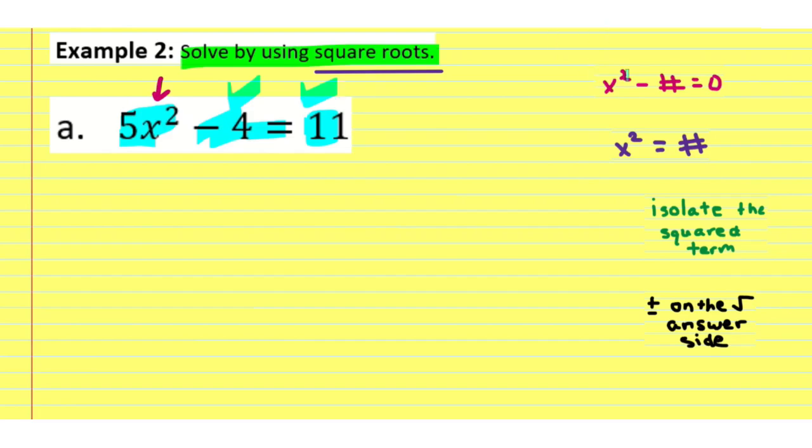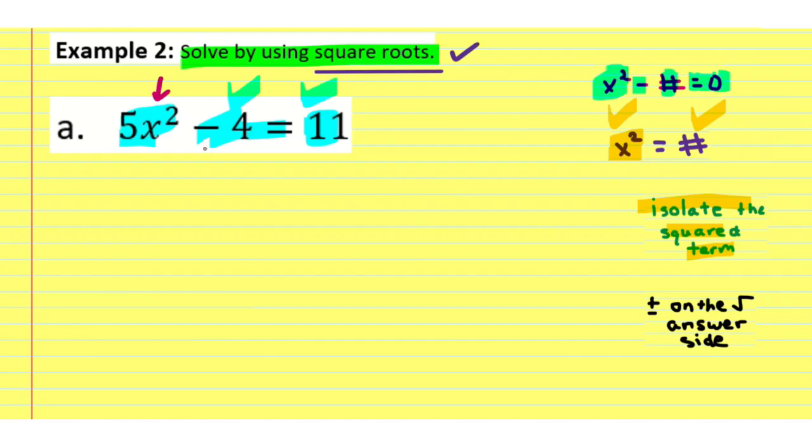So this is typically the setup. You're going to have x squared minus a number is equal to a number, but you have no just plain old x term. That tells us we're going to use the square root method. So our first part of the process is to isolate that x squared term. I want to isolate the squared term. So I want to get the x squared term on one side of the equal sign, and everything else is going to be on the other side of the equal sign.